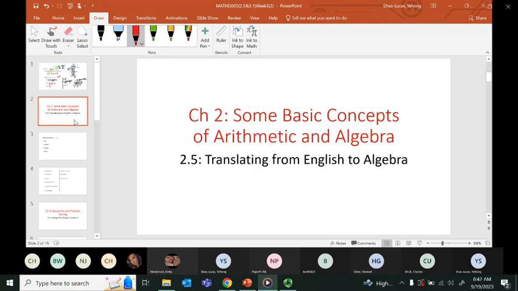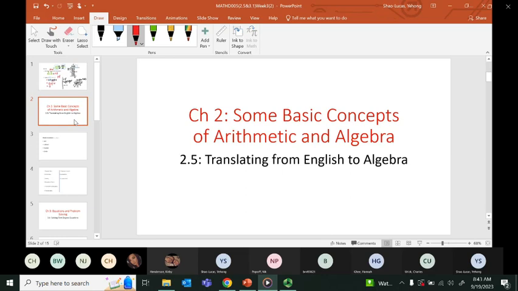So now we're just going to try to learn how to convert English sentences, words, or phrases to mathematical symbols. So that's the topic of algebra. I may have mentioned this in class: a lot of times we think of mathematics like a foreign language. It has its own symbols, just like alphabetical letters.